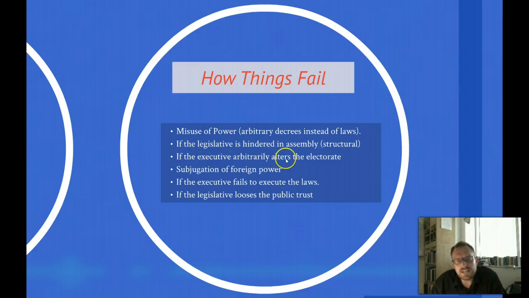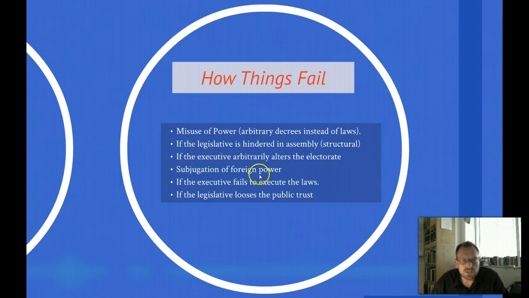Another one here is if the executive arbitrarily alters the electorate. Now this one we don't really see in the United States too much. We do see altering of the electorate in terms of which jurisdictions people are voting in, but those are not arbitrary, and so those would be legitimate, I think, in his view.